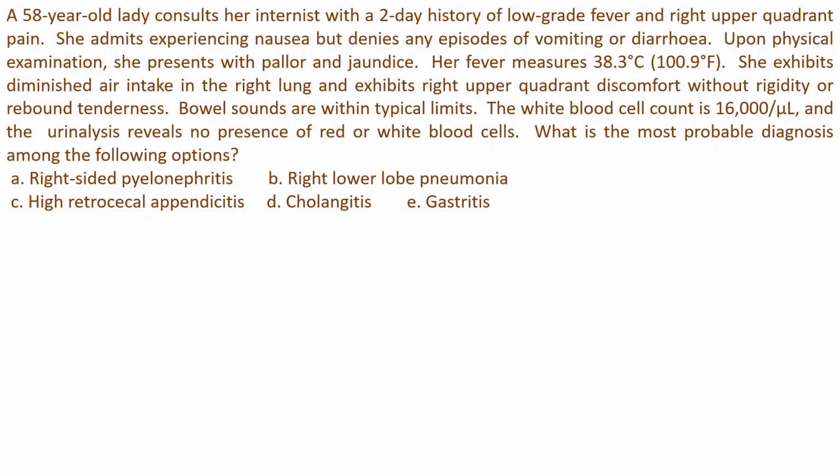She exhibits diminished air intake in the right lung and exhibits right upper quadrant discomfort without rigidity or rebound tenderness. Bowel sounds are within typical limits. The white blood cell count is 16,000 per cubic milliliter, and the urinalysis reveals no presence of red or white blood cells. What is the most probable diagnosis among the following options?